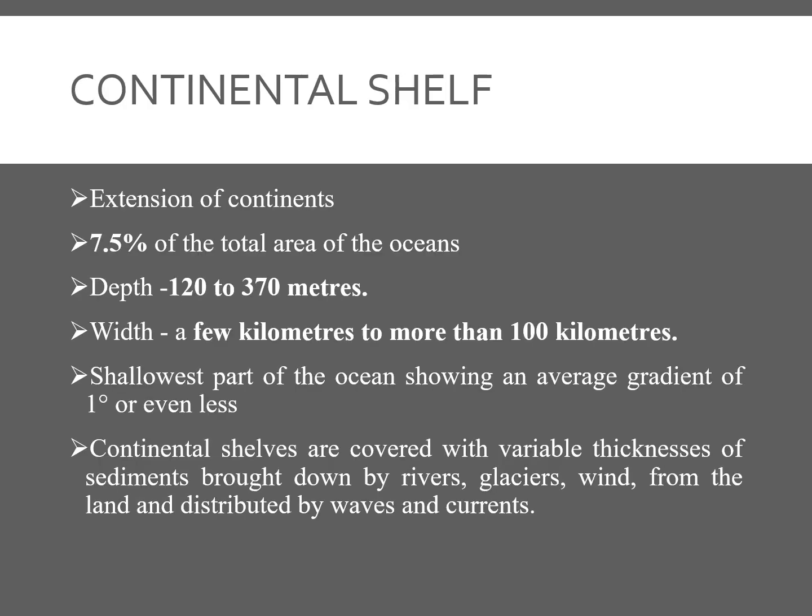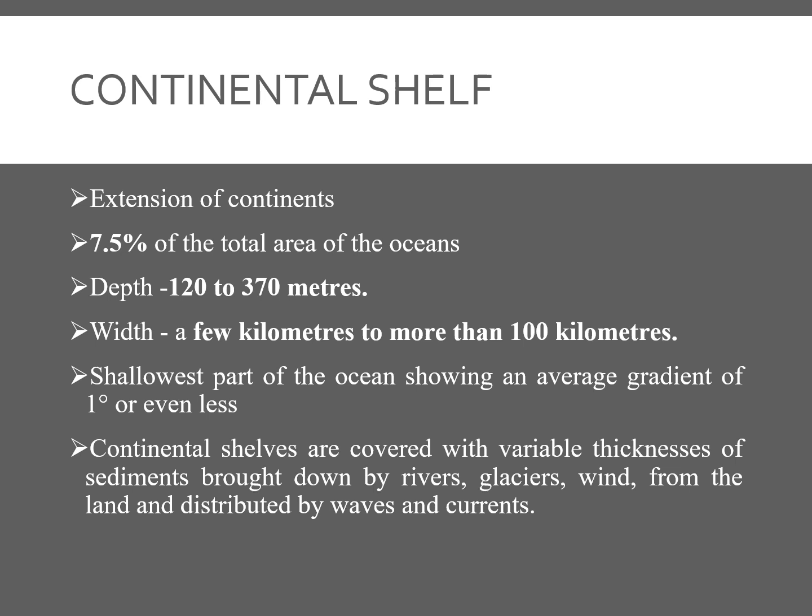Coming to the continental shelf, the first relief of the ocean floor, it is merely an extension of the continent. 7.5% of the total area of the ocean is occupied by the continental shelf, and its width varies from a few kilometers to more than 100 kilometers. Continental shelves are the shallowest part of the ocean, having a gradient of 1 degree or even less. They are covered with variable thicknesses of sediments brought down by rivers, glaciers and wind from the land, as well as distributed by the waves and currents.